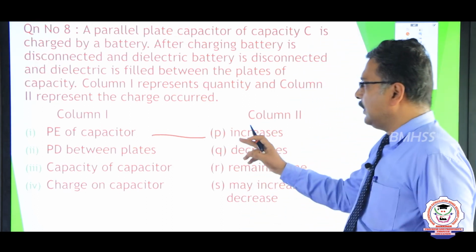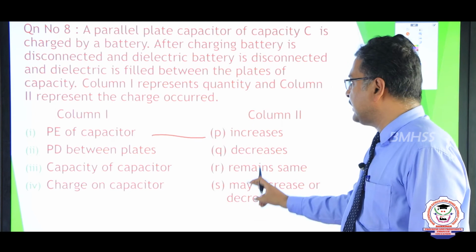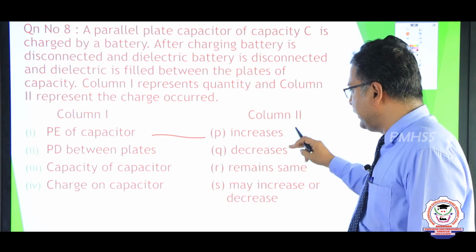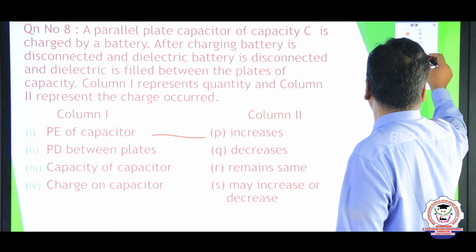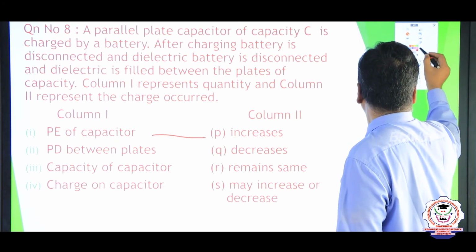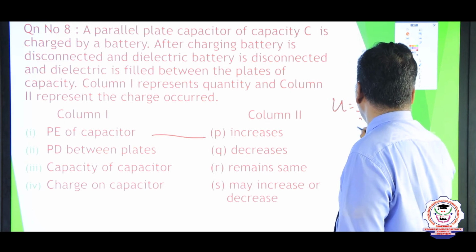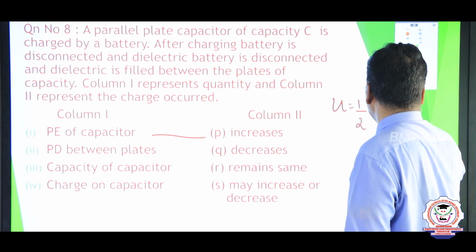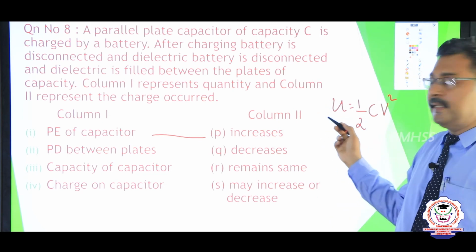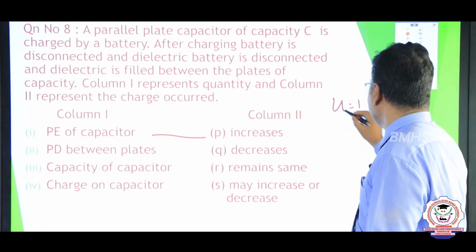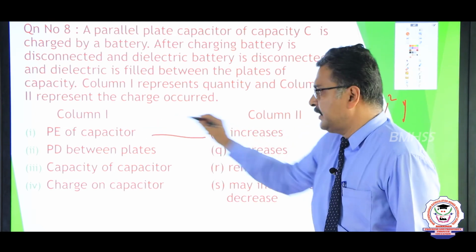So when we look at the potential energy of the capacitor, what are the options given on the right hand side? It increases, decreases, remains the same, may increase or decrease. So you know very well that the potential energy U is equal to half CV square. What happens when the battery is disconnected? When the battery is disconnected, the capacitance increases, so the potential energy of the capacitance increases. So the first option is potential energy increases.